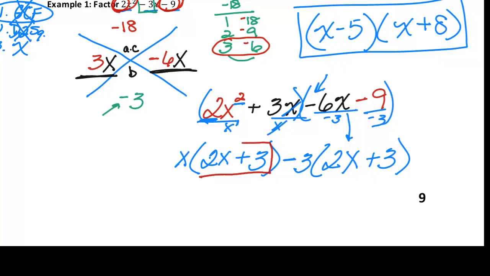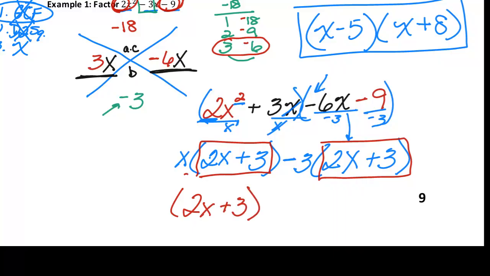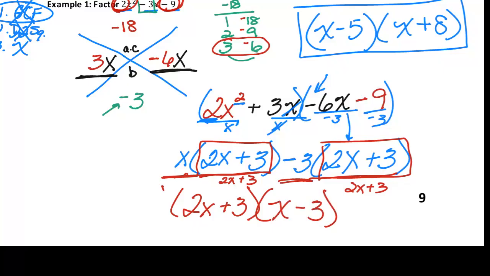Hey, I have that same factor for both terms. That's a good thing. That gets pushed out in front. So that is 2x plus 3. And when I divide or factor that out, what do I have left? I have x minus 3. And there it is.